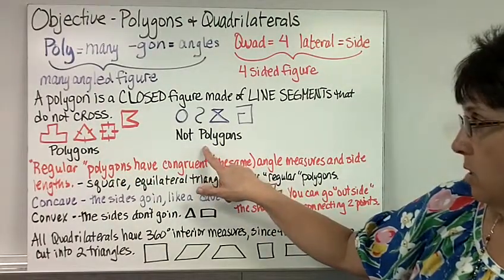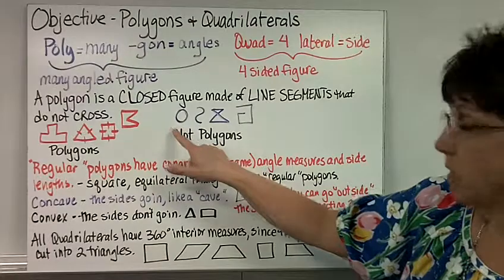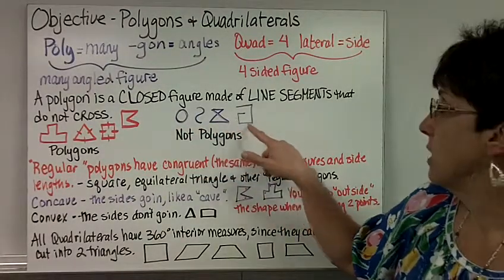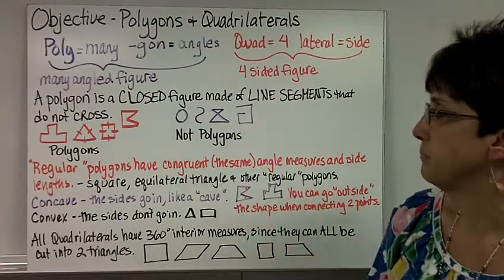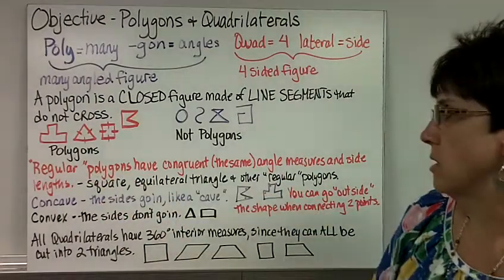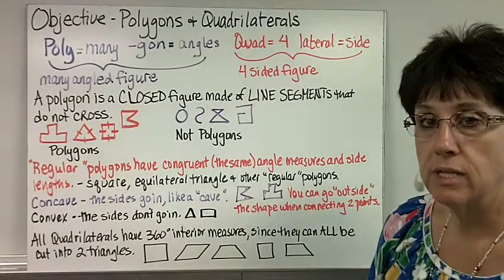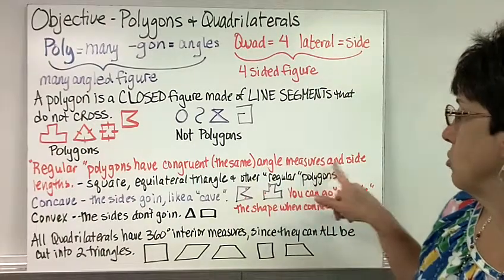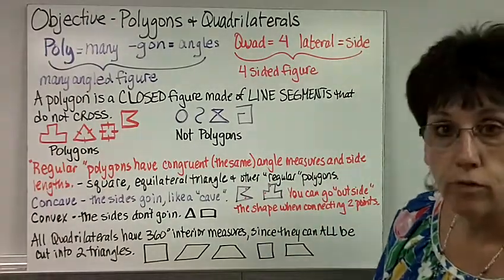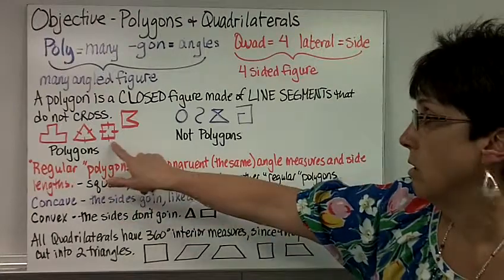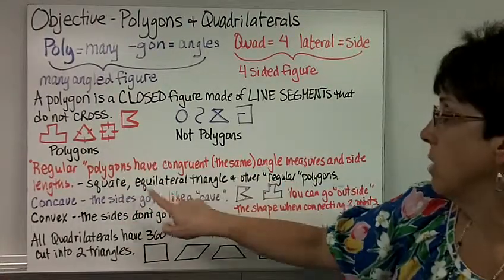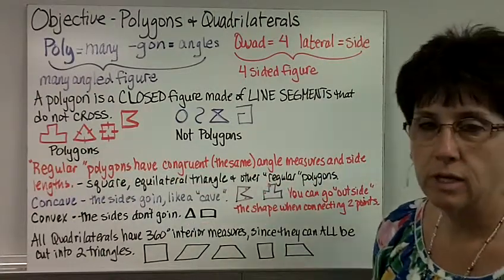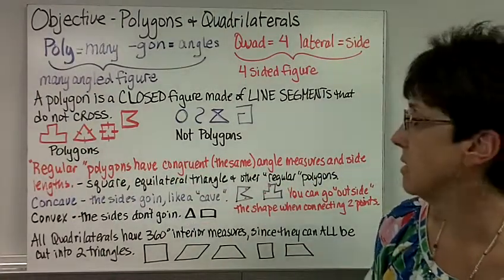These would not be polygons because a circle is not a line segment, and that's not a closed figure. That one crosses, and that's not a closed figure. Regular polygons have congruent, remember that's how you say equal or the same in geometry, congruent angle measures and side lengths. So for example, a square, this would be a regular quadrilateral, an equilateral triangle, that's a regular polygon, and then other regular polygons that you see like octagons, like stop signs and things.